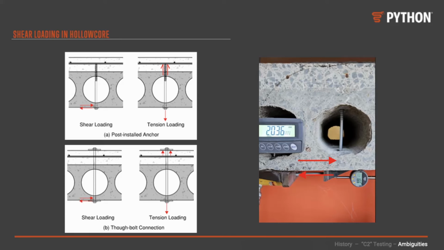Hollow core. Now, there are actually a couple of application examples like this, but this one's a nice one to illustrate it. What I've got there on the top is a screw anchor installed in hollow core through the core. Right? And on the bottom, I've got a through bolt connection, and the arrows are showing how they resist tension and shear in that scenario.